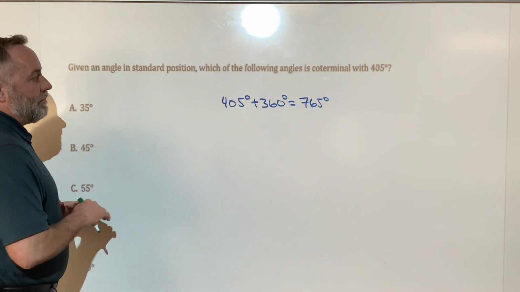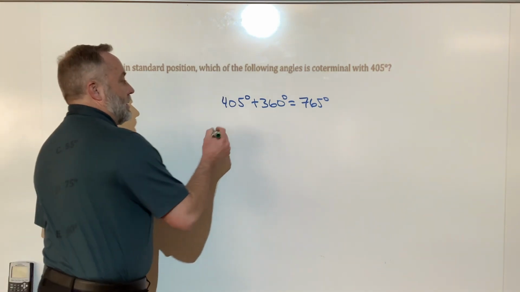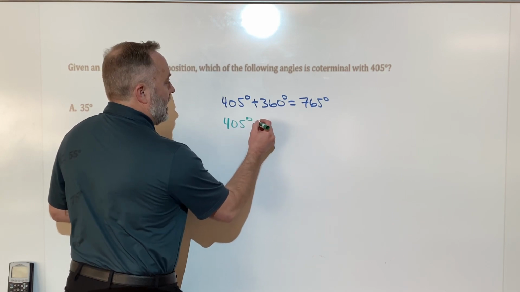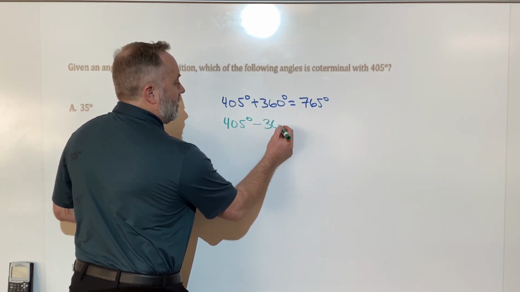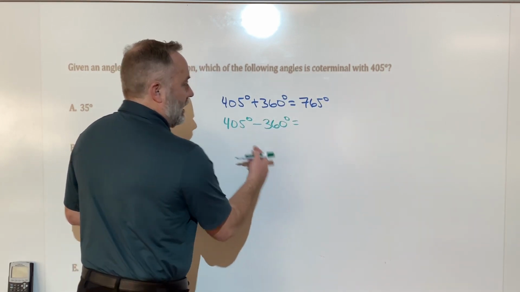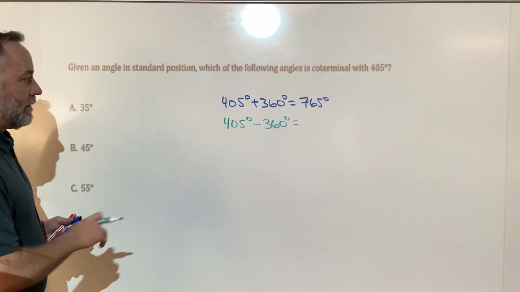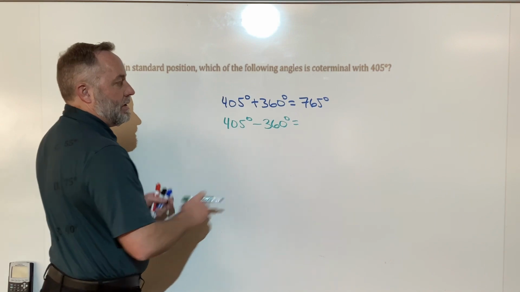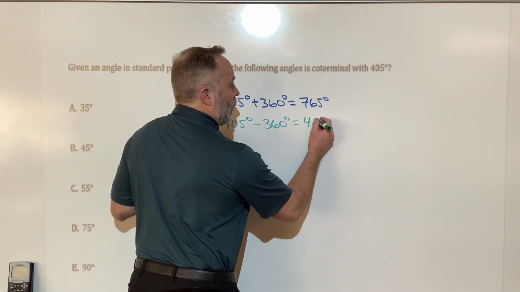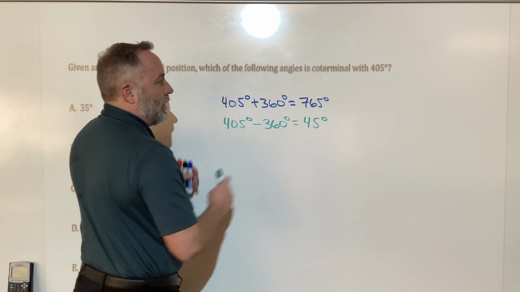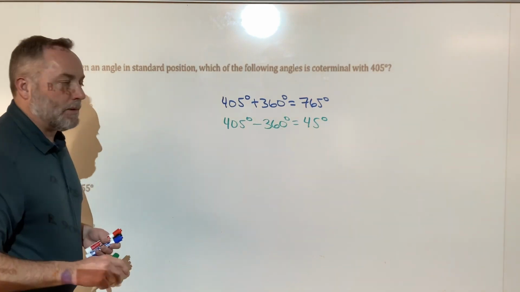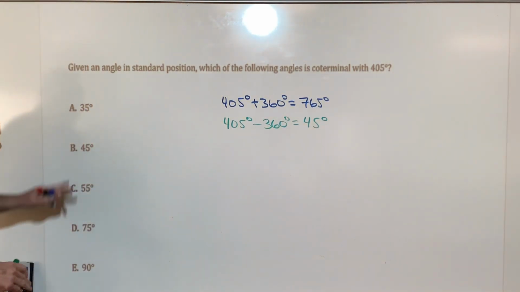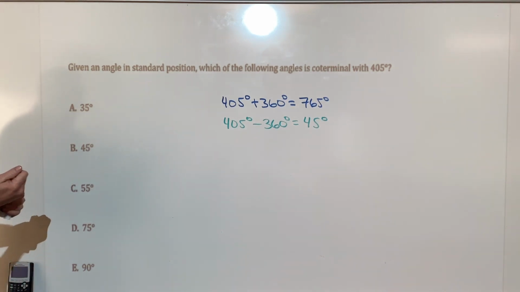You can do the same thing, but just travel in the opposite direction. So we'll still start at 405 degrees. And now we're going to travel 360 in the opposite direction. So subtract 360. And 405 minus 360 is 45 degrees. So 45 degrees is a coterminal angle with 405. And if we look at our answers, that answer is going to be choice B.